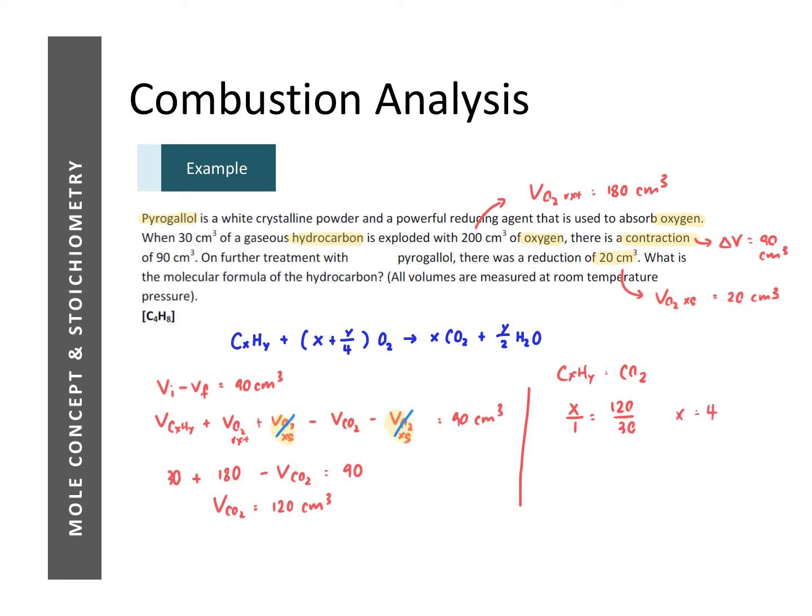And then when we compare the ratio between your oxygen reacted and hydrocarbon, that will give us X plus Y over 4 is equal to 180 over 30. That would again give us 6 minus 4, so Y over 4 equals 2, and Y equals 8. Therefore we can find out the formula, which is C4H8.